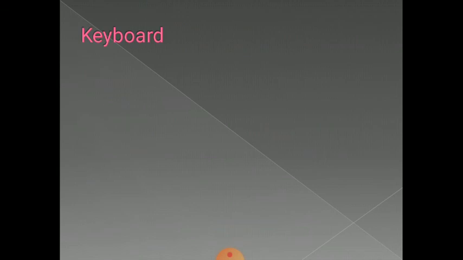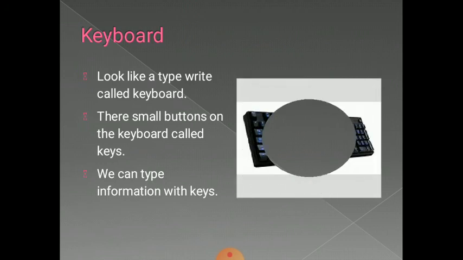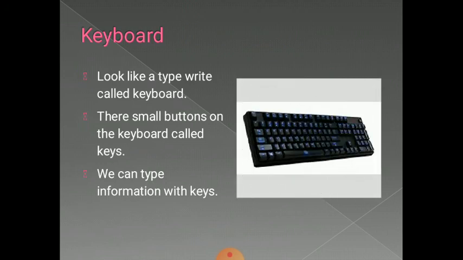The next one is keyboard. The keyboard looks like a typewriter. The small buttons on the keyboard are called keys. We can type information with keys. You can see the image of the keyboard.